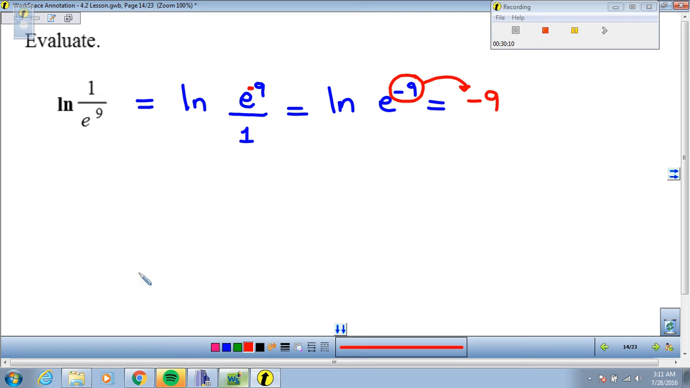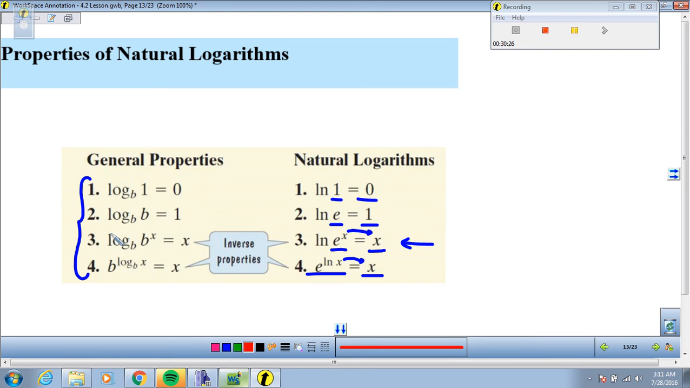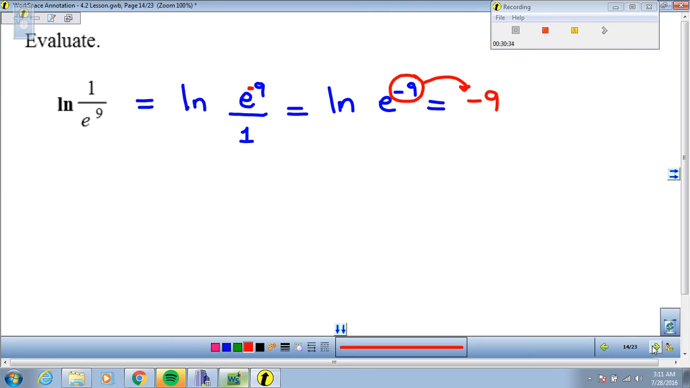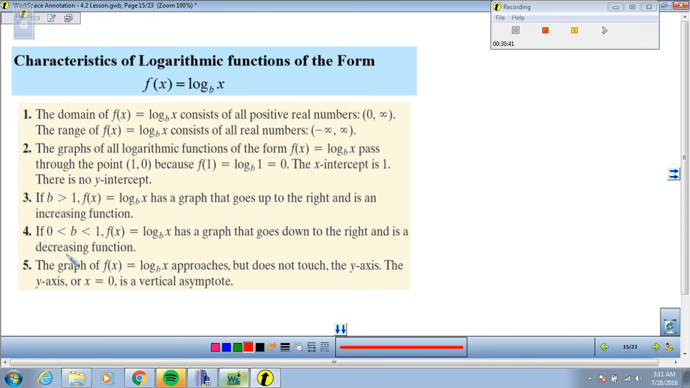Now, how could that be? Remember that supposedly the base is an e here, it's just you're really not going to see it. So when these two bases are the same, like number 3 over here, the answer is just the x, the exponent. So that's what the answer would be. Next slide. So that was just an application of one of the properties.